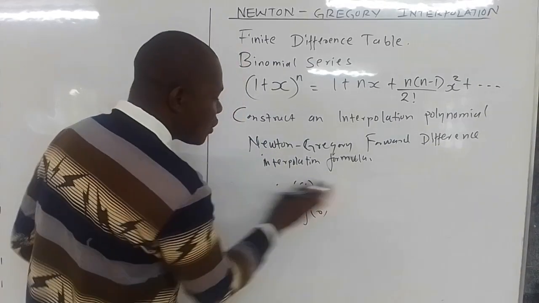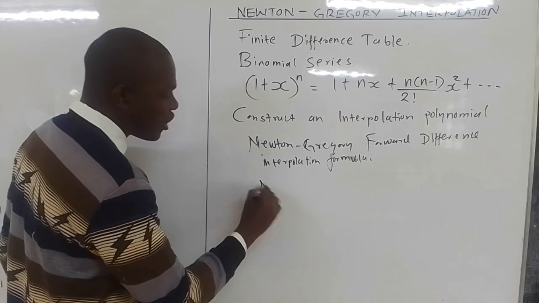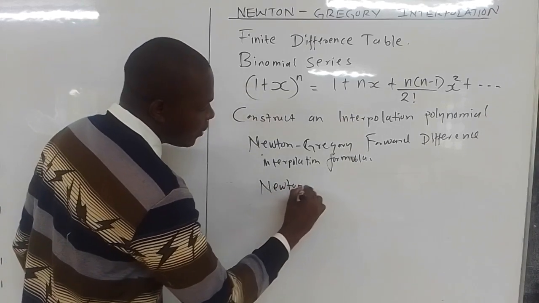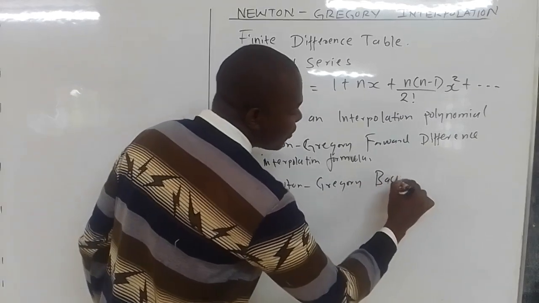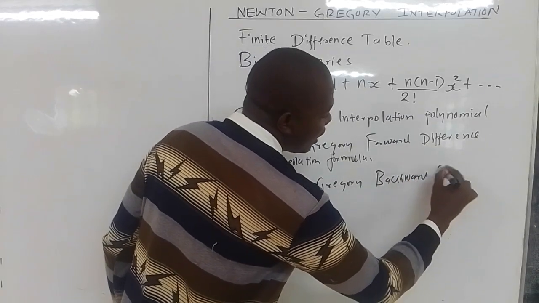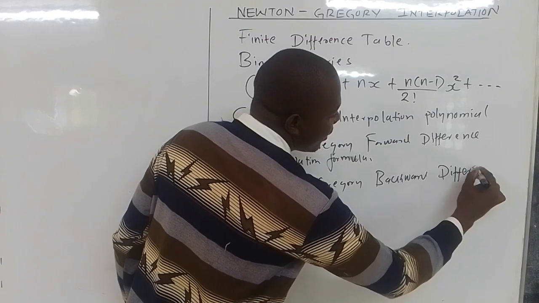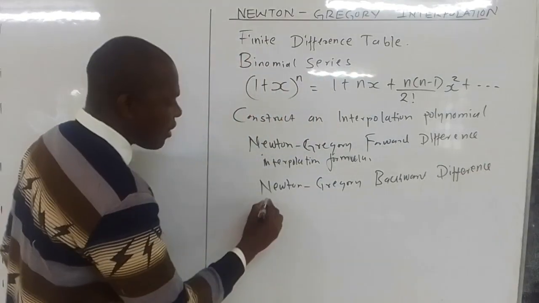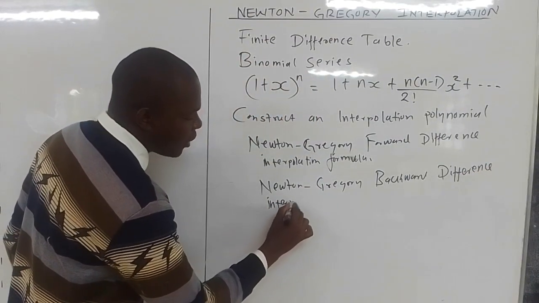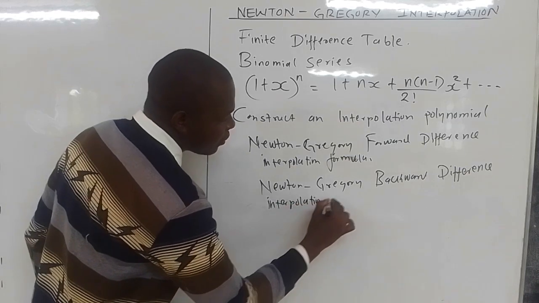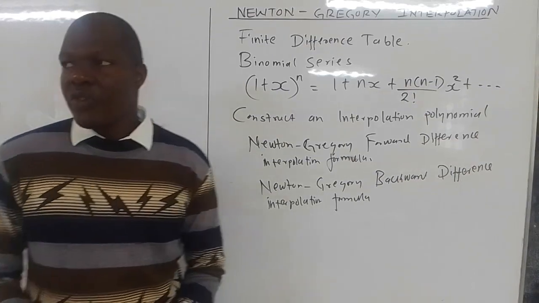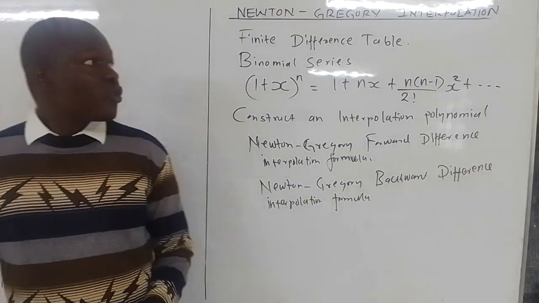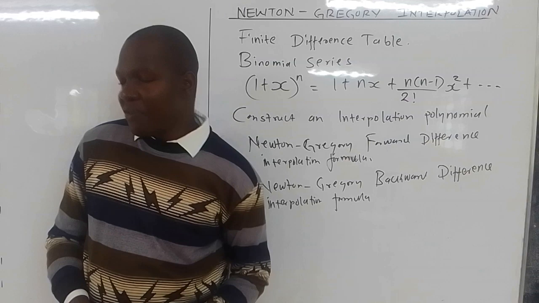So how do we deal with the Newton-Gregory's? How do we deal with the Newton-Gregory backward difference interpolation formula? So we are going to see all this. So the first thing is the construction of the finite difference table.